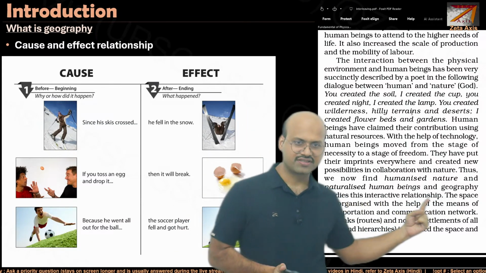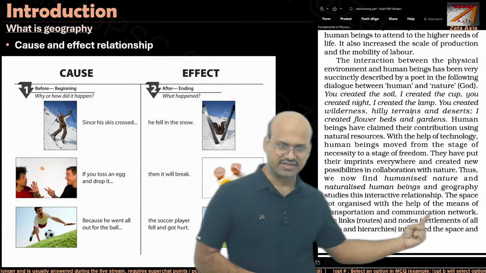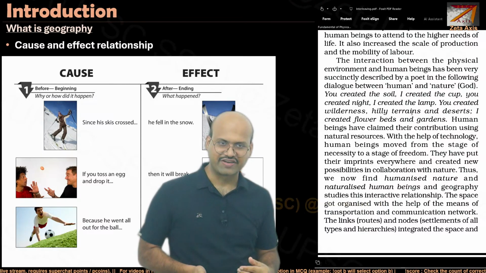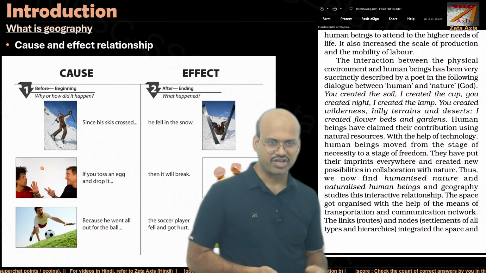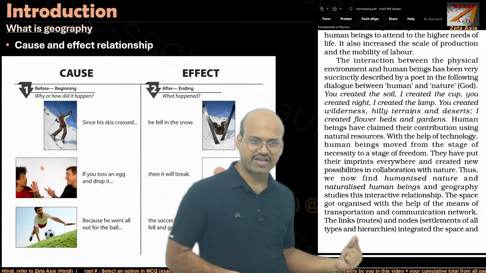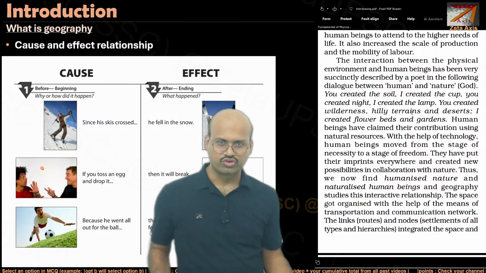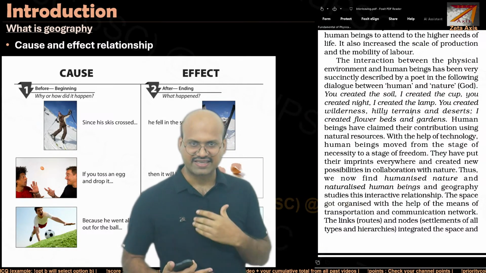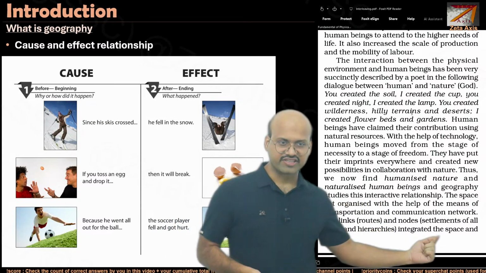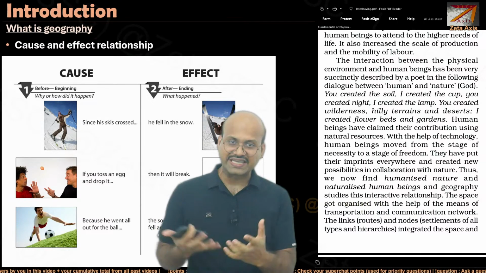Then it says the space got organized with the help of means of transportation and communication network. So it is talking that the earth got organized because of the advancements in transportation and communication. The link routes and nodes, settlements of all types and hierarchies. So basically nodes means the human settlements, and links are the roads or the railway lines or airplane lines, any kind of thing which is connecting these places. Integrated the spaces.